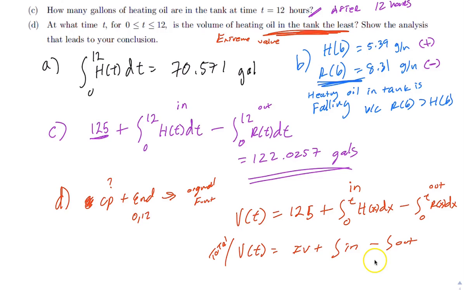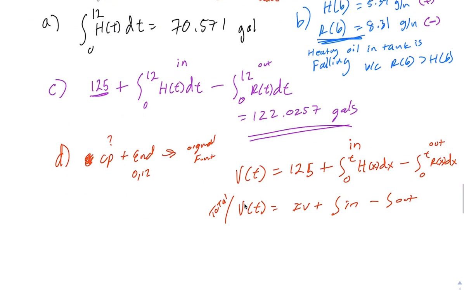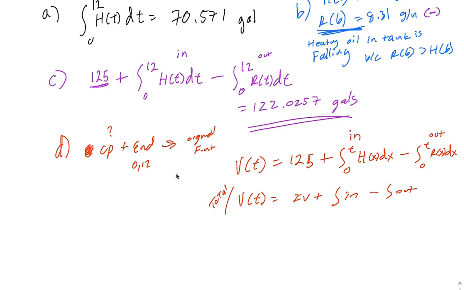So that's always going to be the formula, right? Initial value plus integral in minus integral out. So we have that here. That's my original function. I'm going to plug 0 and 12 into that. Some of these are easy. If I want V of 0, just plug it in.